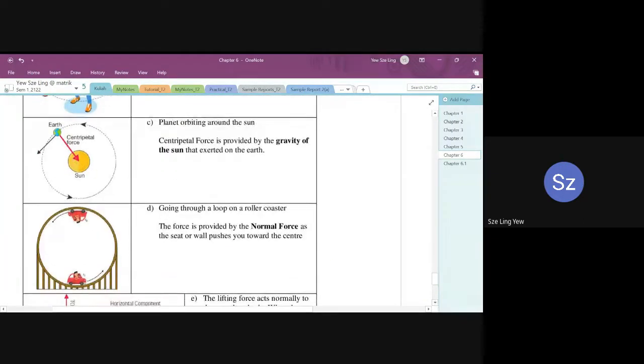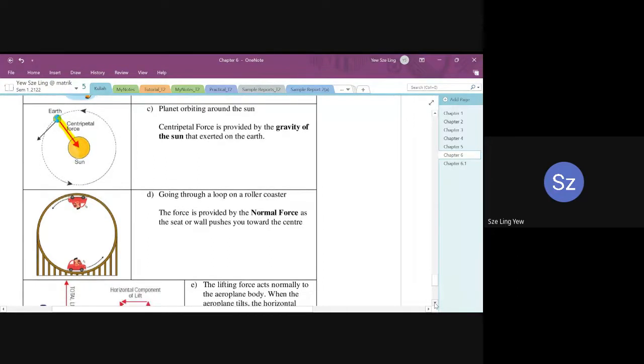And next one, now you have a sun and then you have an earth. The earth always moves in a circular motion because of what? Because of the gravitational force, because of the gravity of the sun. We'll look at this in the next chapter, chapter 7.